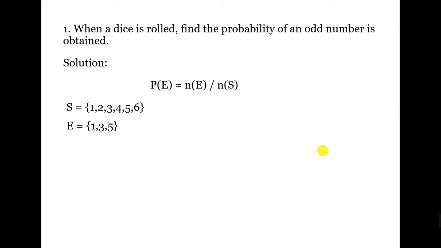So let us go back to the formula. Then we can now directly substitute the values to the formula. And the result is equal to 1 over 2. So the probability of an odd number on the rolled dice is 50% of its original choices. Let us proceed to the next example.